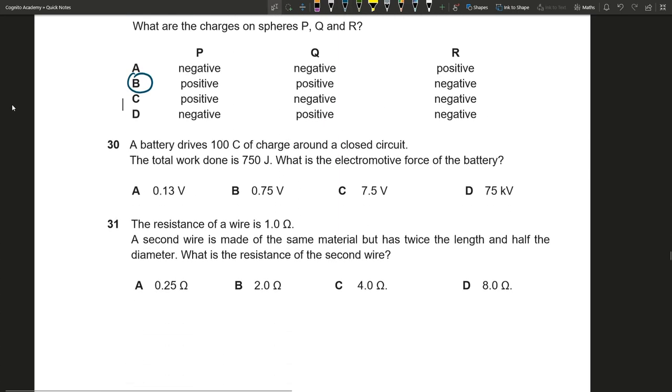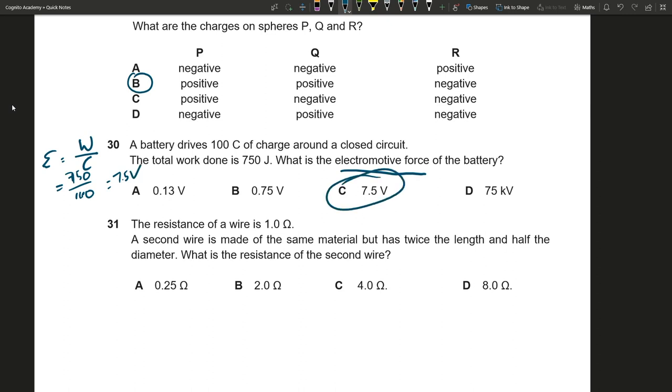Question 3. A battery drives 100 coulombs of charge around a closed circuit. The total work done is 750 joules. What is the EMF of the battery? Remember that EMF is equal to the work done divided by our charge. So that is just 750 divided by 100, which is 7.5 volts. And our answer is C.